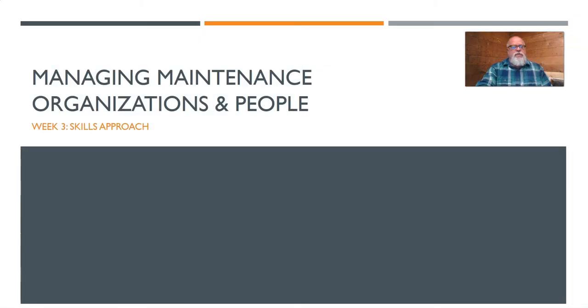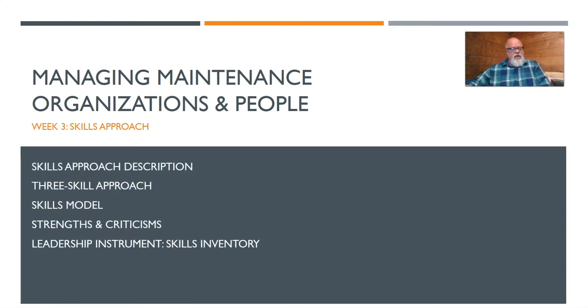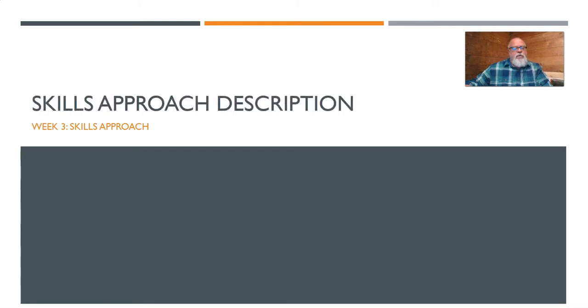All right. So we're in Managing Maintenance, Organizations, and People, 3310. We're in week 3. We're going to talk about the skills approach. Last week we talked about traits. Now we're going to talk about skills. Here's your subject headings. We've got the skills approach description, a 3-skill approach, and a skills model. So we're studying 2 different versions of the skills approach. And we're going to talk about their strengths and criticisms, and then I just have a few notes for you for this week's project.